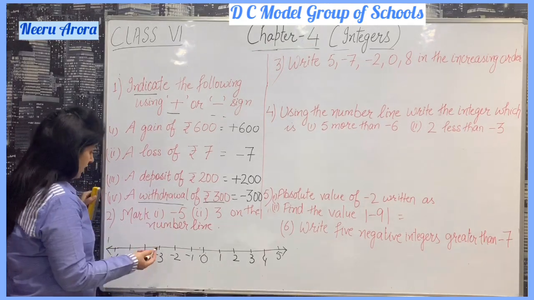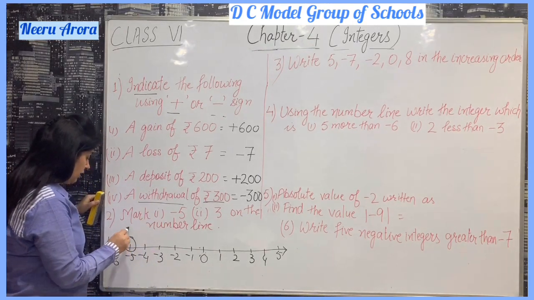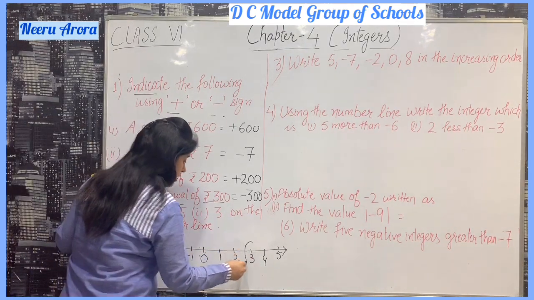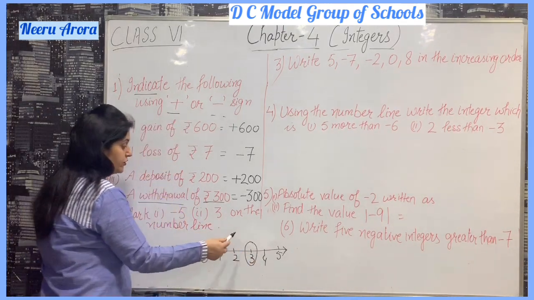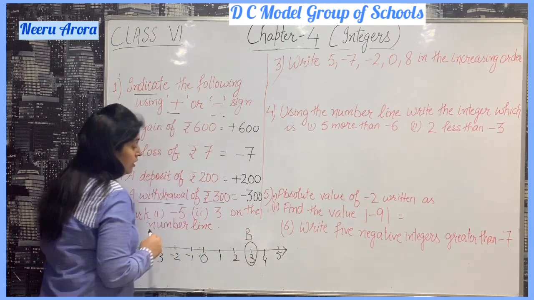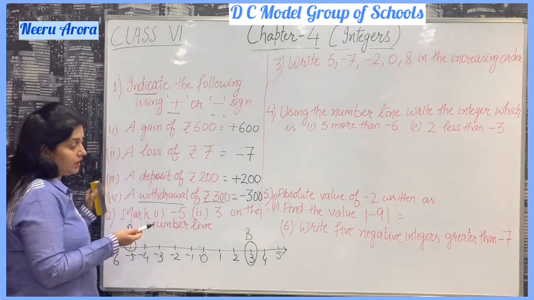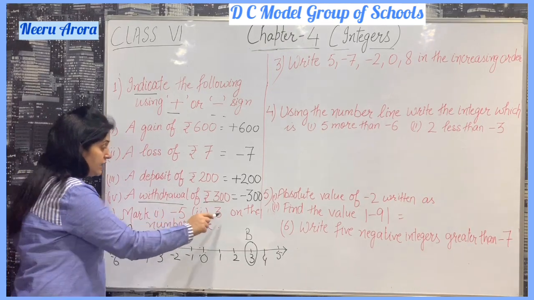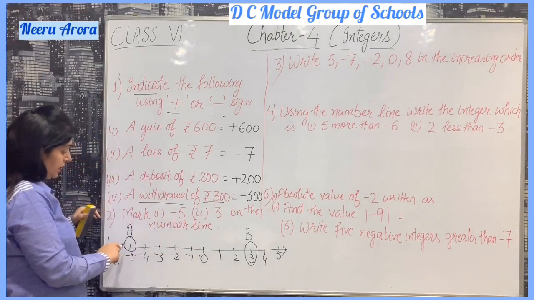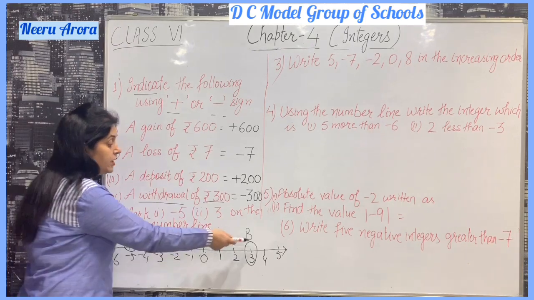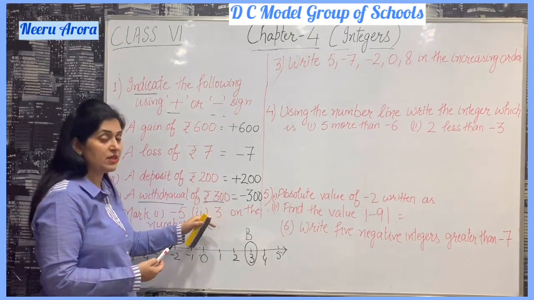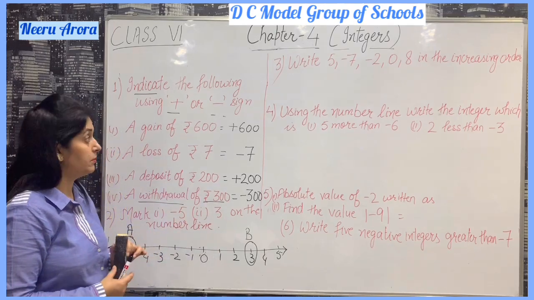So minus 5, mark minus 5. This is your minus 5. You can give it the name A. Then 3. 3 is positive. It comes on the right side of the 0. We can give this the name B. So what is the question? Mark minus 5 and 3 on the number line. So A represents minus 5, B represents 3. 3 is positive. No sign is here, it means it is plus, a positive number.